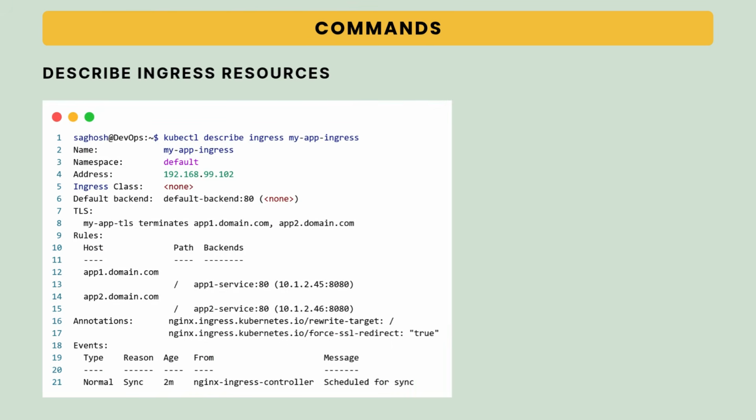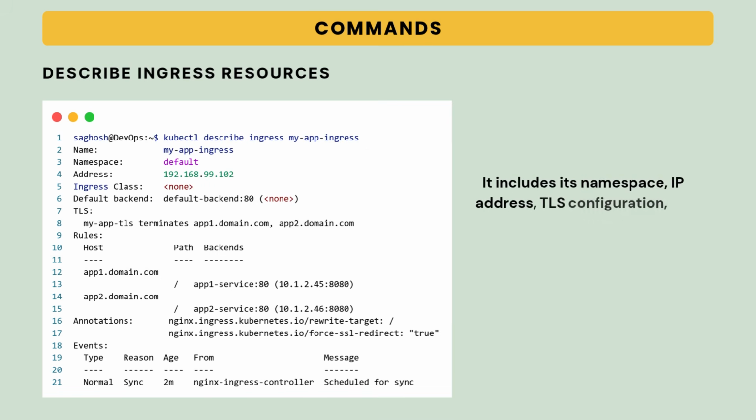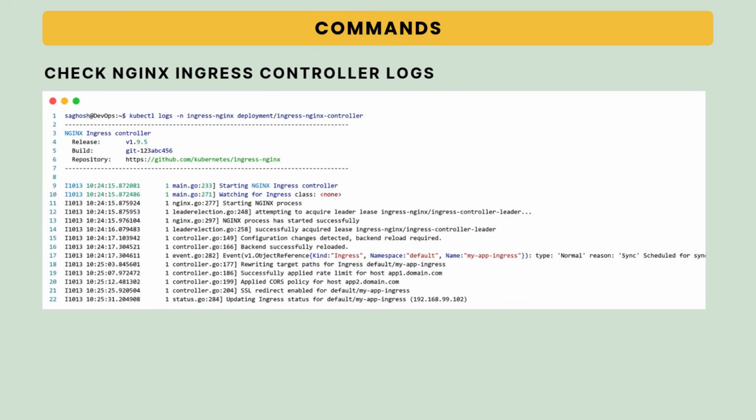The next command that we have is describe ingress. This command shows the configuration details for the Ingress named myapp-ingress. It includes its namespace, IP address, TLS configuration, routing rules, annotations, and recent events, which help confirm that the NGINX Ingress controller has properly synced the resources. The next one that we have is to check the NGINX Ingress controller logs.